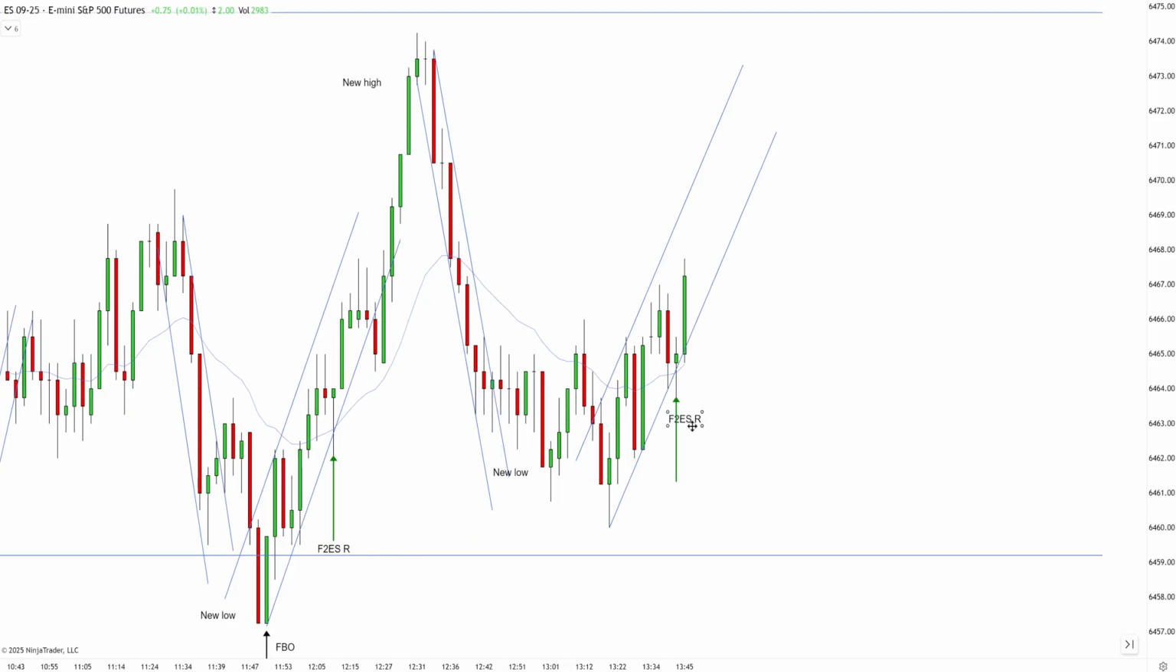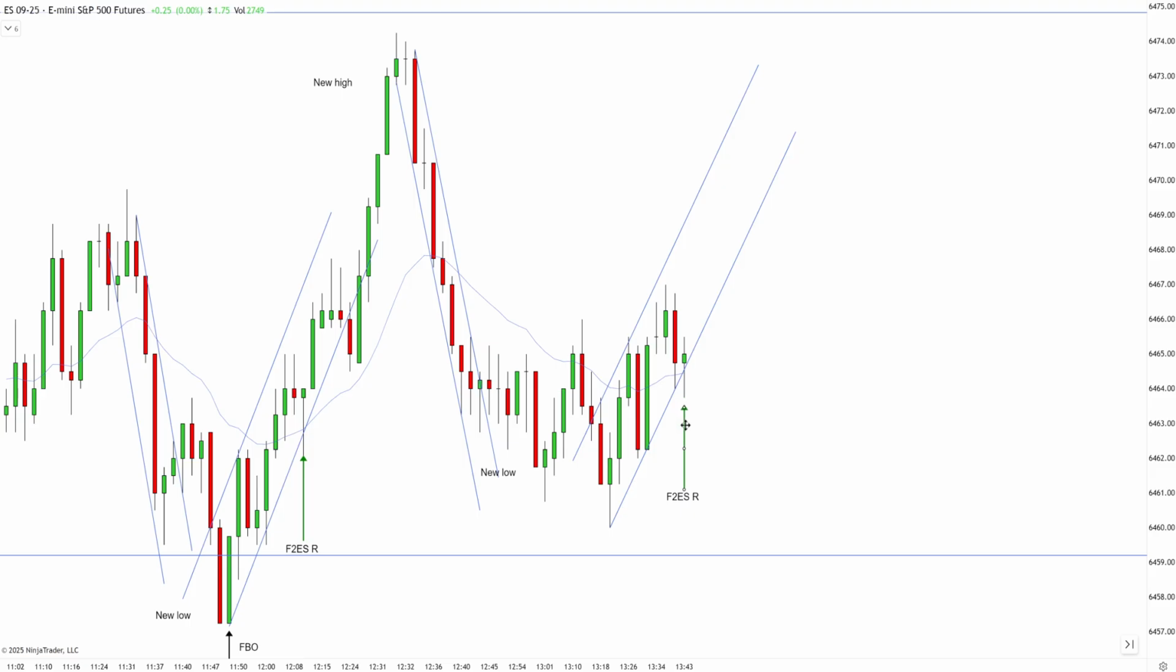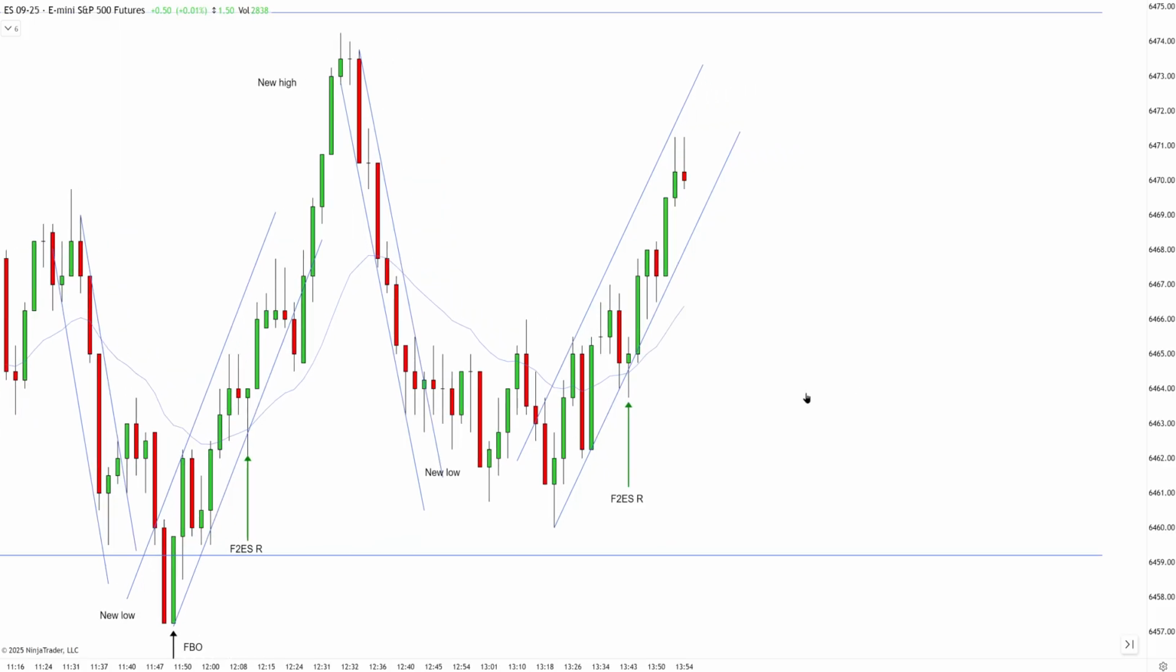Great high probability setup. The signal bar is a little bit weak, but not that bad. There's a nice tail at the bottom, decent body. The tail at the top is not as significant because the signal bar is small. You can see 1.75, so this is smaller risk. Great failed second entry short, repeat pattern of this.